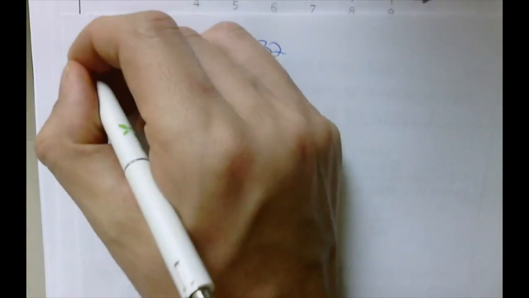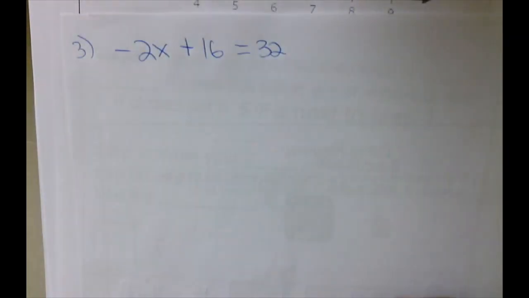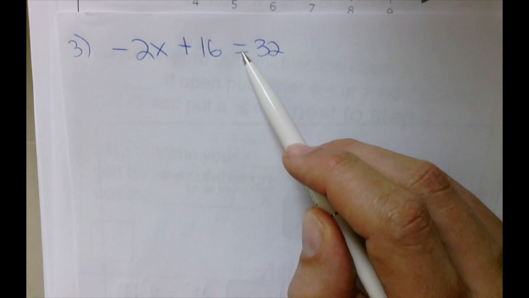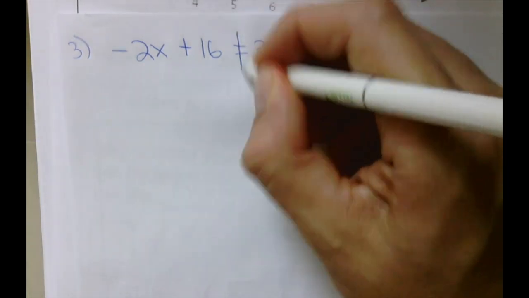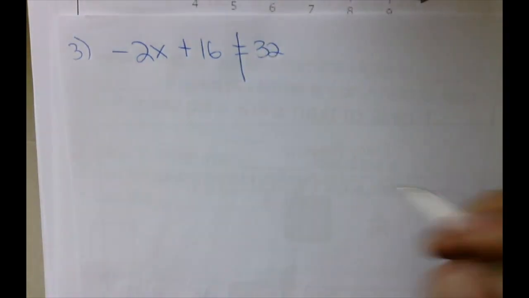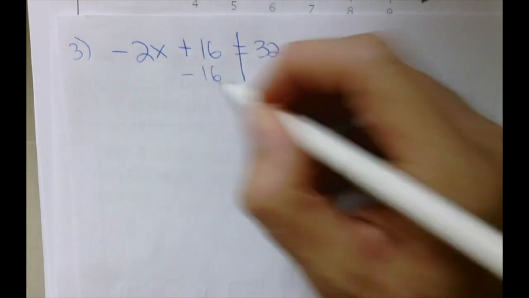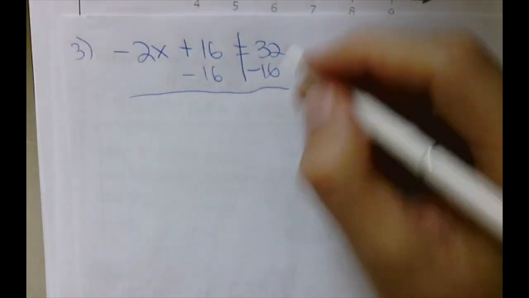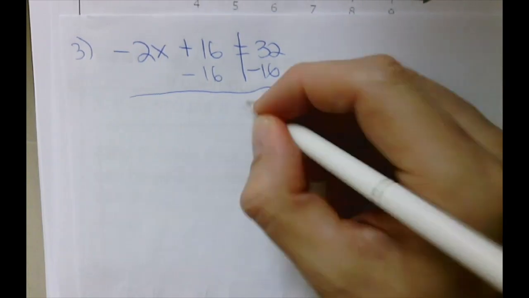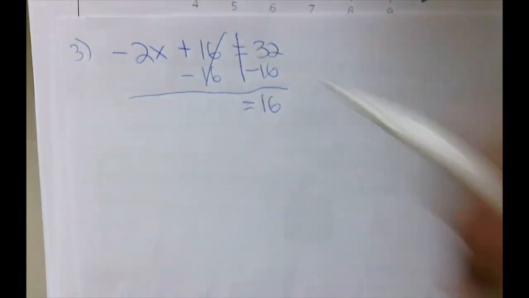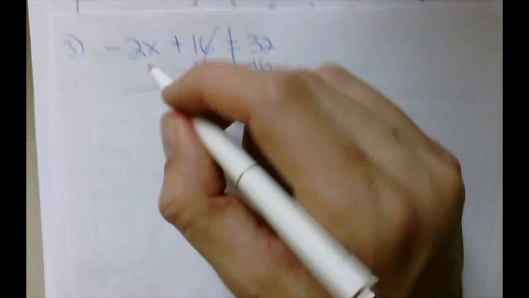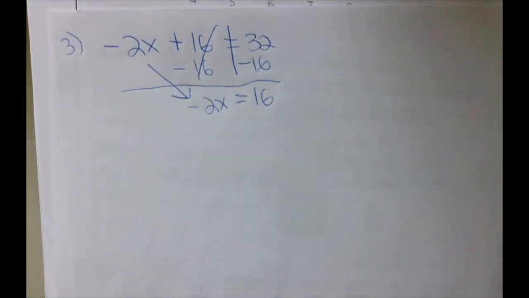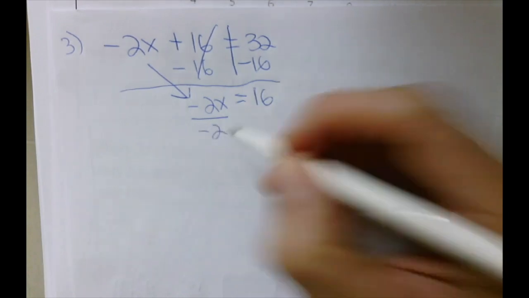Let's begin with the third question. You'll notice that, like the other questions, we have an equal sign. So we can go ahead and draw a line through our equal sign. Next, we can subtract 16 from both sides since we're adding. 32 minus 16 is 16. My 16's cancel out. I bring down my 2x. After that, I divide both sides by negative 2.